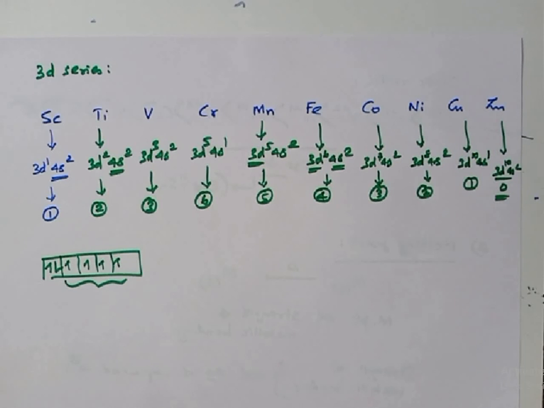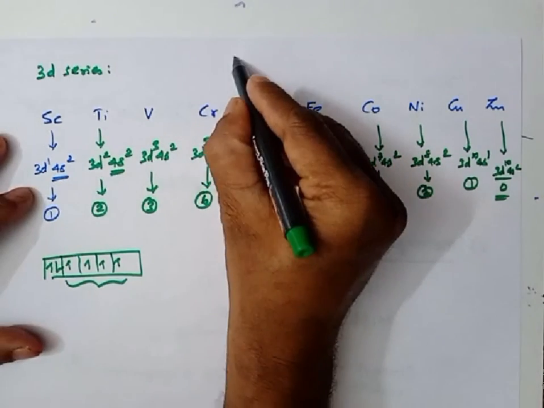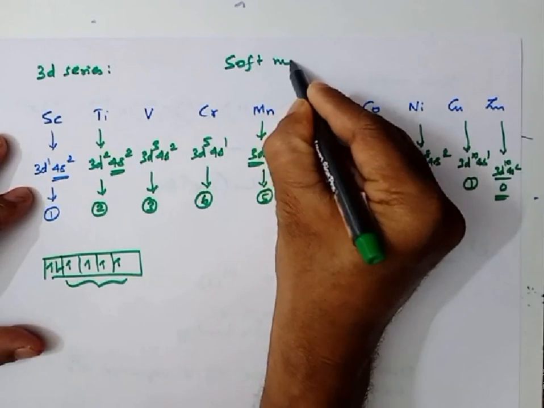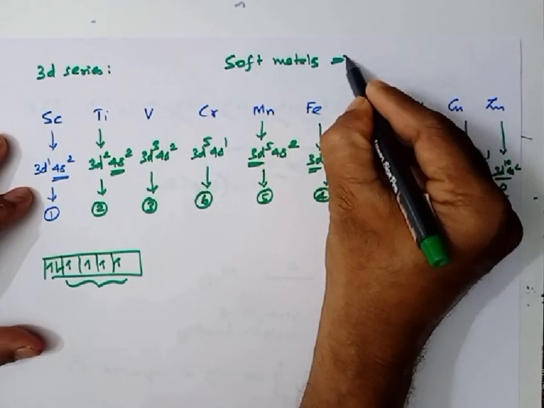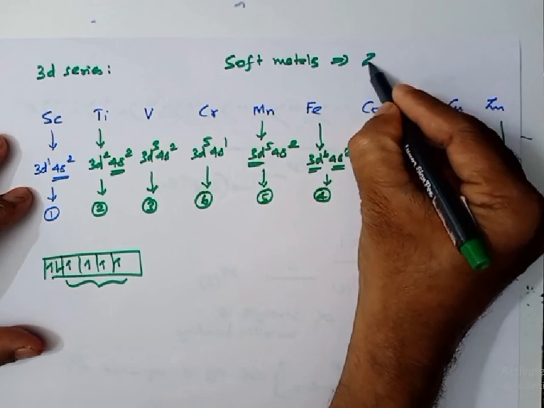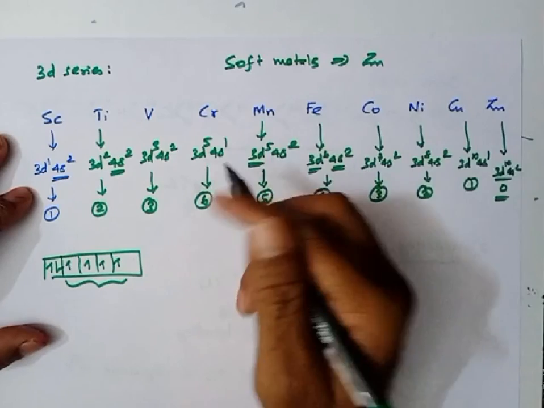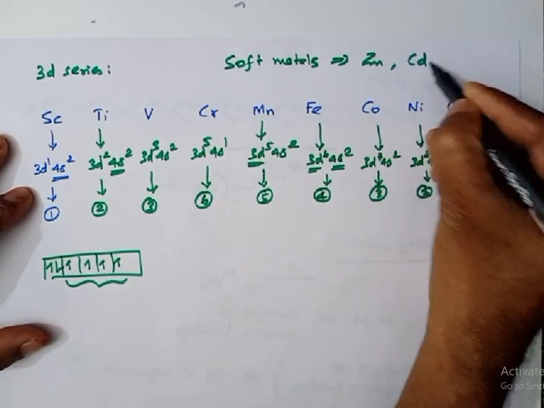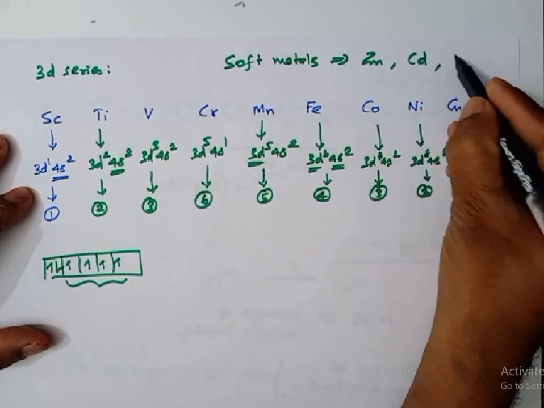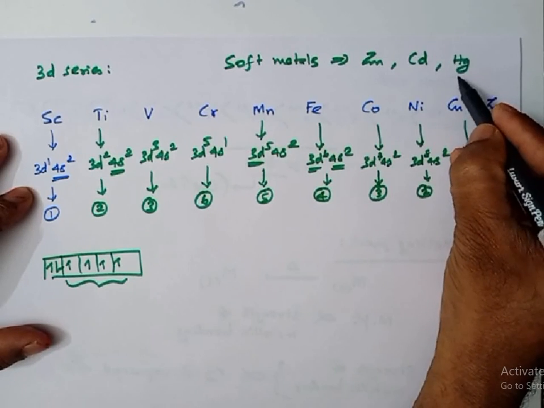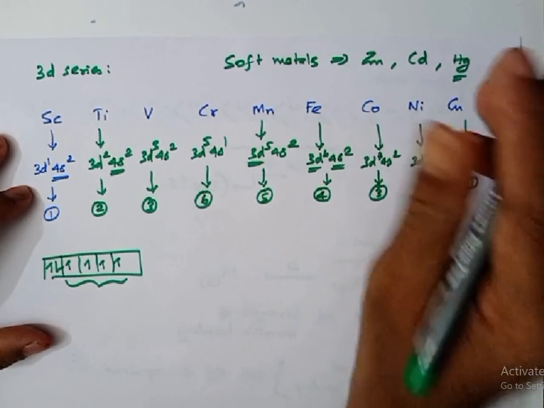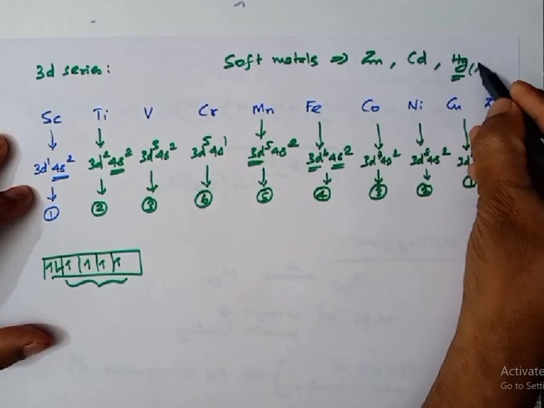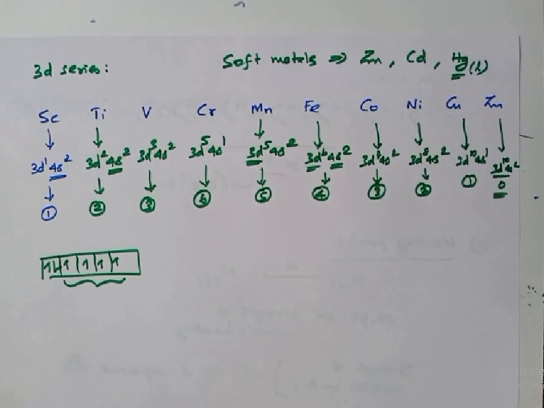So we can say that these atoms are soft metals. Listen student, soft metal means they melt readily. In the 3D series, zinc is called a soft metal. In the 4D series, cadmium is called a soft metal. In the 5D series, mercury is called a soft metal. Mercury is very, very soft, so it exists as a liquid. Mercury is a liquid metal. What's the reason? It is very, very soft. The metallic bonding is so weak.